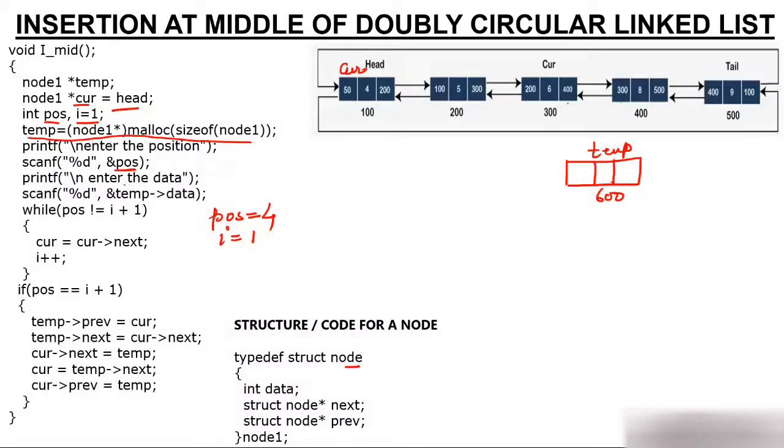Now I will ask the user to enter the data, because I have created a node. Suppose the user has entered 15. Where will this 15 go? In the data part of the address of temp, this 15 will go. So 15 will come here.